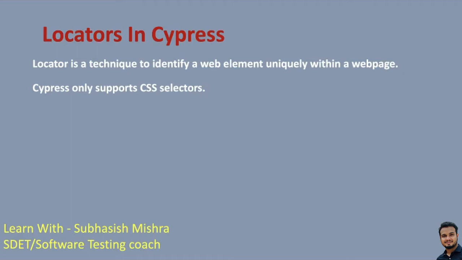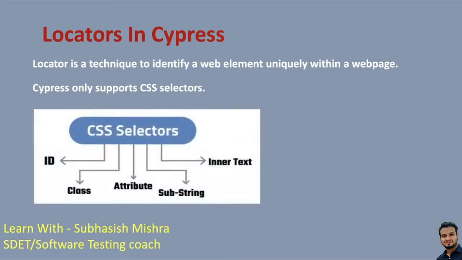Then we can write CSS selectors in multiple ways. For example, you can use ID, you can use class or any other attribute for a web element. Then you can write your custom CSS selector also. With different attributes you can use substring, you can use inner text. We'll see in detail. The very first thing we will understand is what is CSS selector ID.